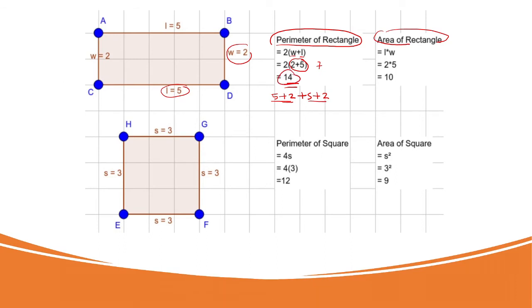All right. And to find the area of that rectangle, you multiply your L and W, or base times height, just the same. 2 times 5 is 10. That's how you find your area.